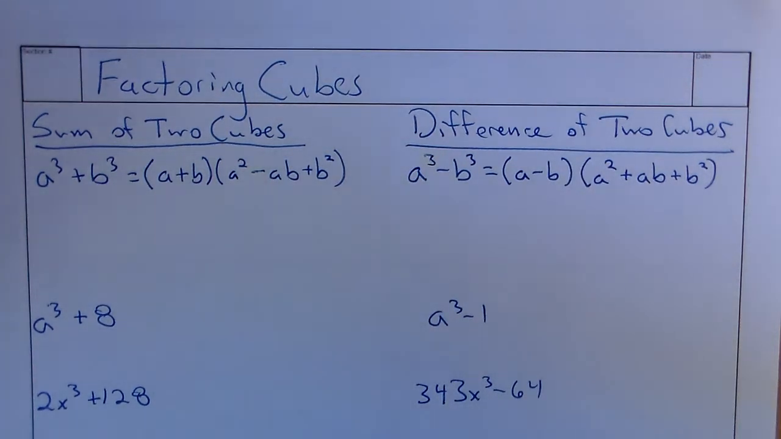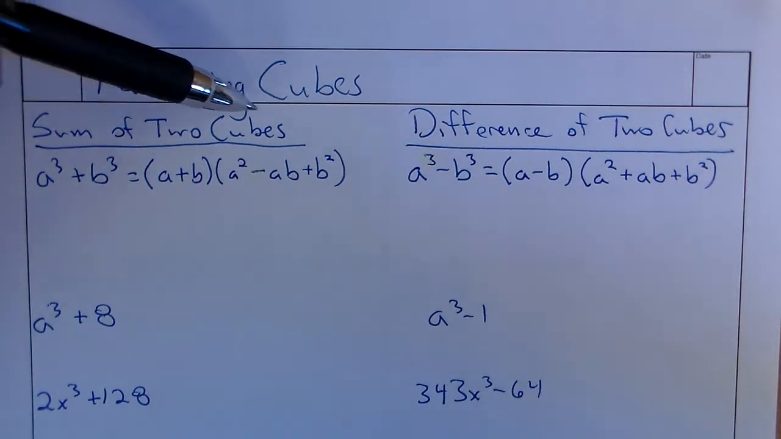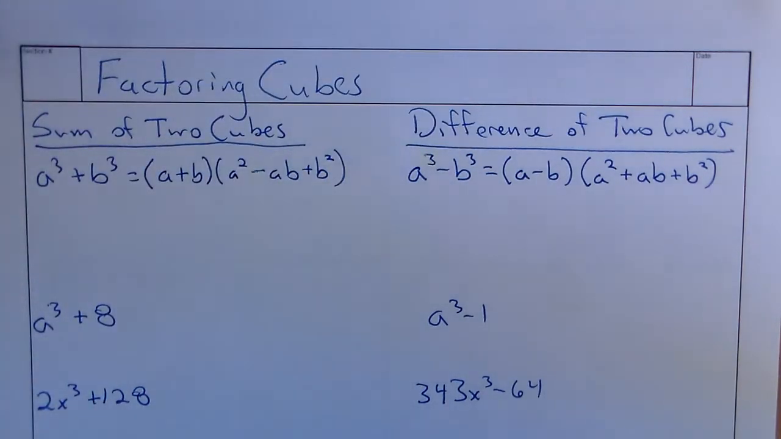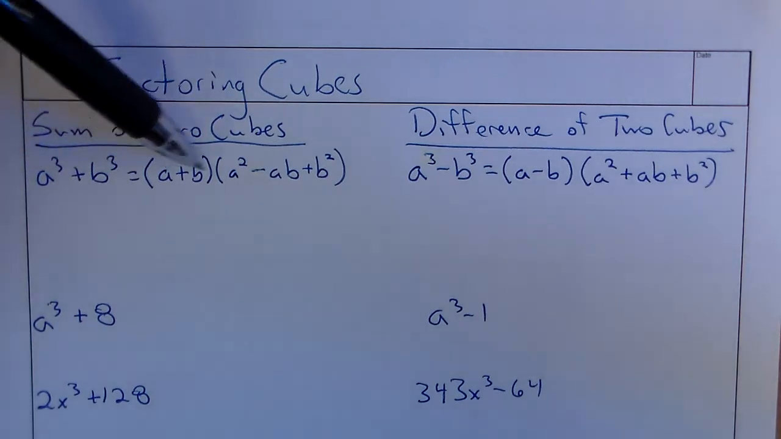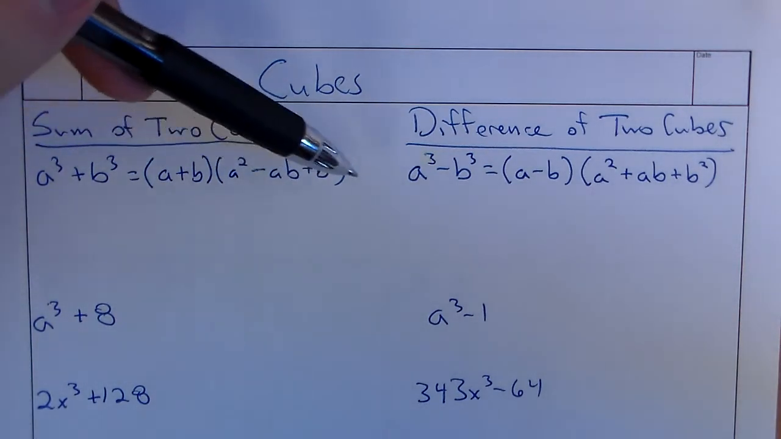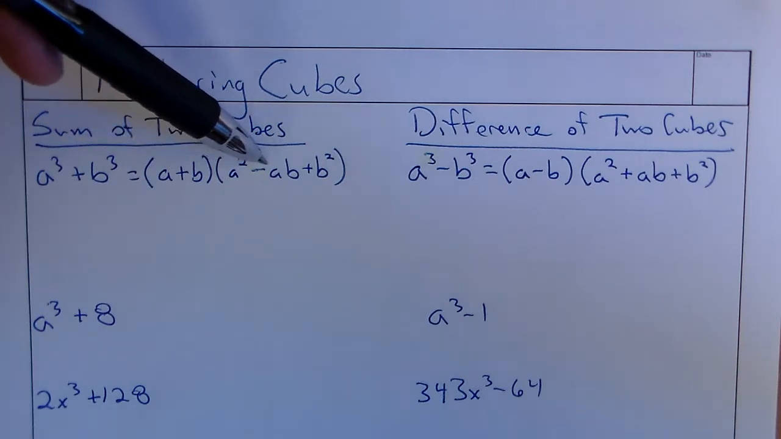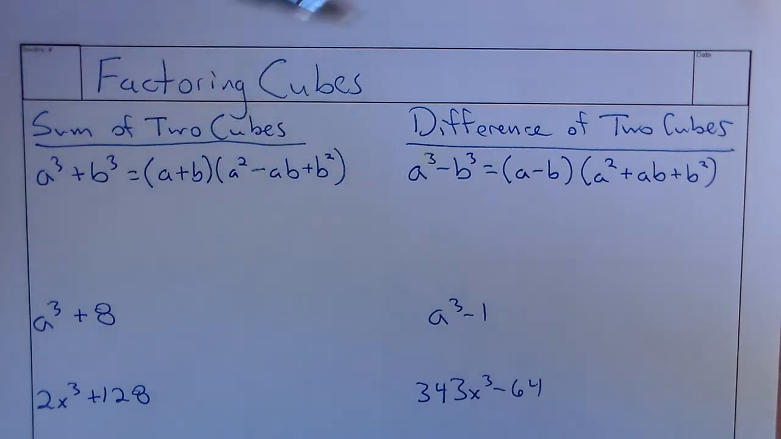So now we can look at factoring cubes. This would be the sum of two cubes and the difference of two cubes. We talk very similar to the difference of two squares that we've seen before. So a cubed plus b cubed is going to split to follow this template: a plus b, a squared minus ab plus b squared.